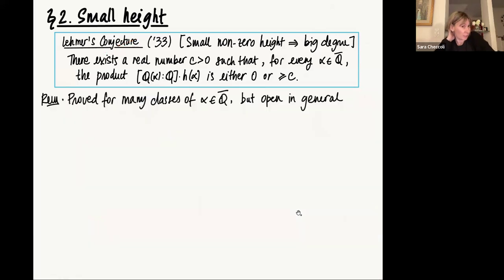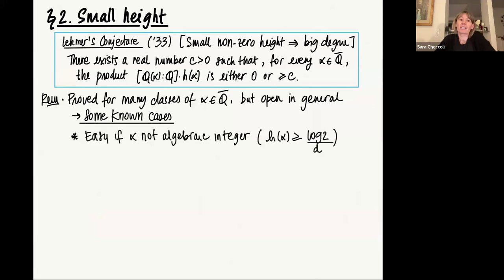Okay, so what is known about this conjecture? This conjecture has been proved for many classes of algebraic numbers, but it is still open in general. Let me just give you some known cases of this conjecture. For instance, there are some cases in which it's trivial. If alpha is not an algebraic integer, then using the definition from the very beginning, the absolute value of the leading coefficient is at least 2. So the height of alpha is bounded below by log 2 over d.